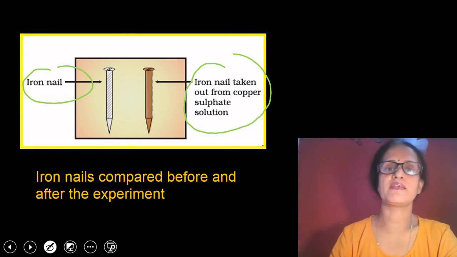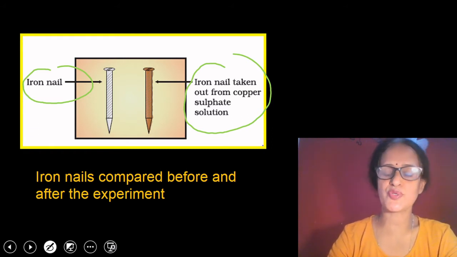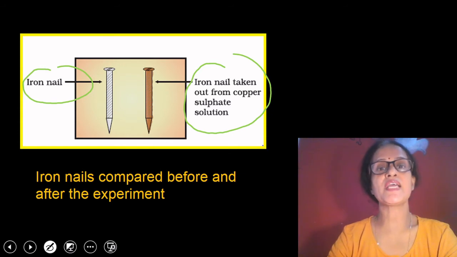Why is this happening? Children, in this activity, a more reactive metal displaces a less reactive metal from its salt solution. In the activity which we have discussed here, iron was a more reactive metal than copper. So when iron was placed in the salt solution of a less reactive metal, which was copper sulfate here, iron displaces the less reactive metal copper from copper sulfate solution. Such types of reactions are called displacement reactions.